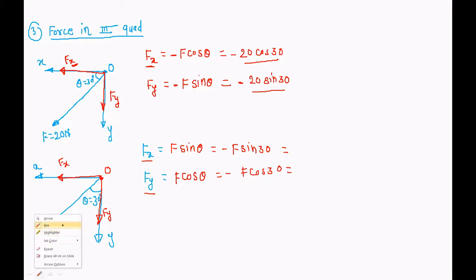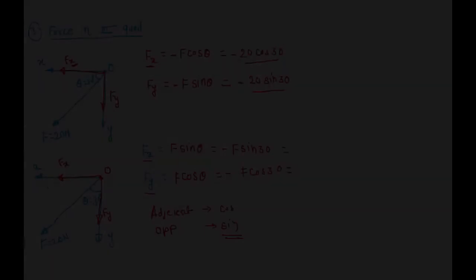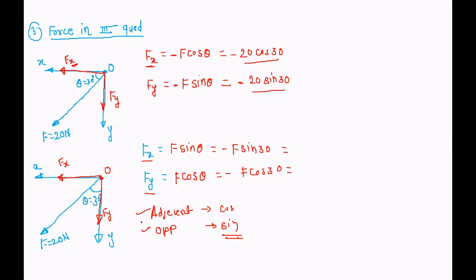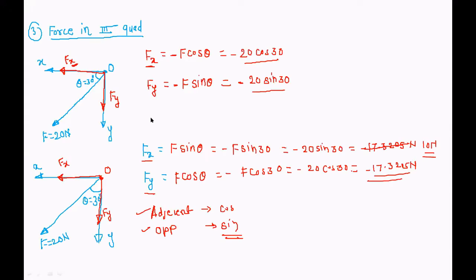So the point you should remember, adjacent will be always cos, and opposite will become the sin. So adjacent means for the force component, angle must be given with respect to that axis. That is nothing but the adjacent. Okay. So now we will consider the force in the last quadrant, that is the fourth quadrant.